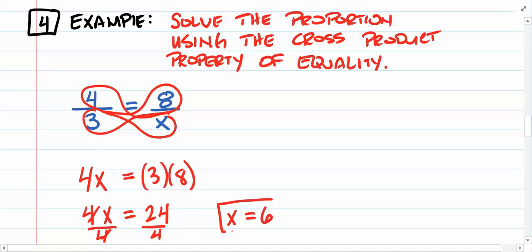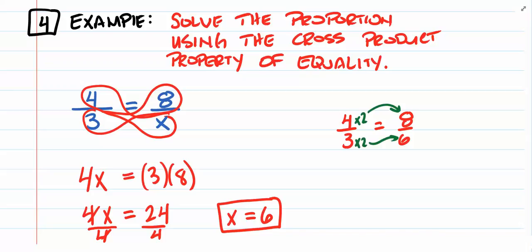And we can check to see if this proportion is true. 4 over 3 is the same thing as 8 over 6. I know that this is true because if I multiply this one by 2 and I multiply that one by 2, notice I get the exact same proportion. So 4/3 is the same thing as 8 over 6. That's an example of the cross product property.